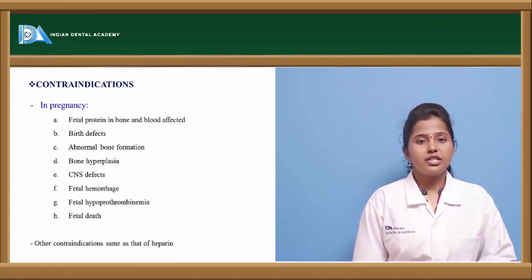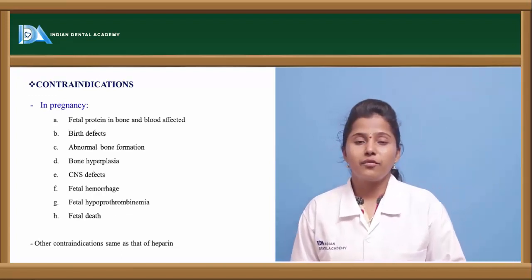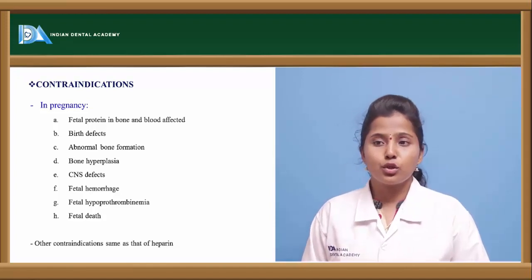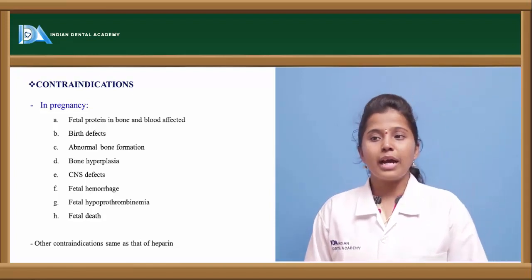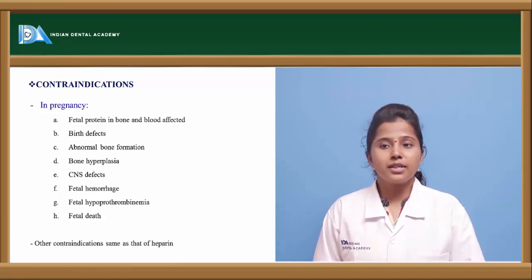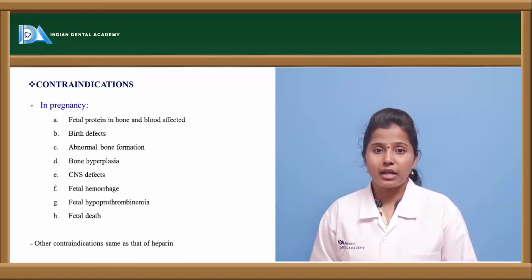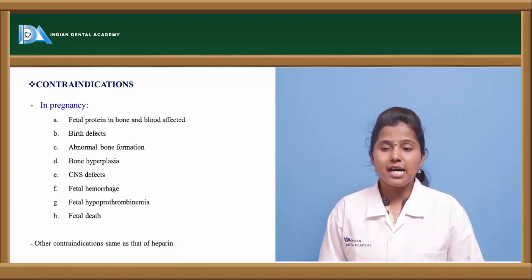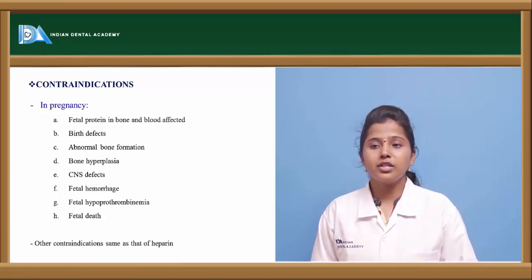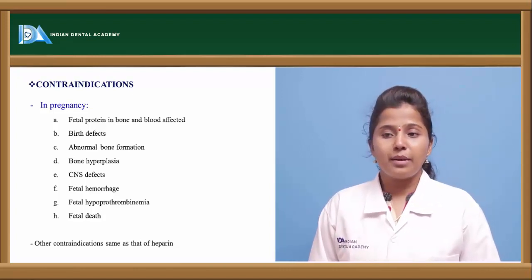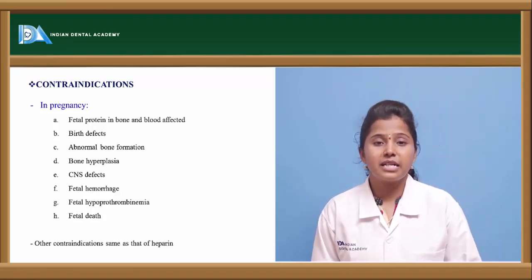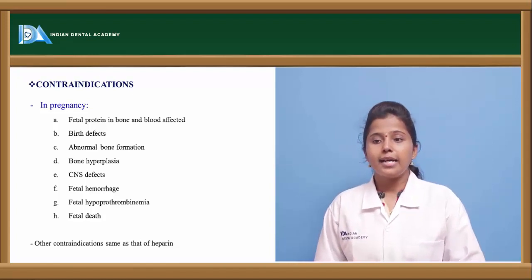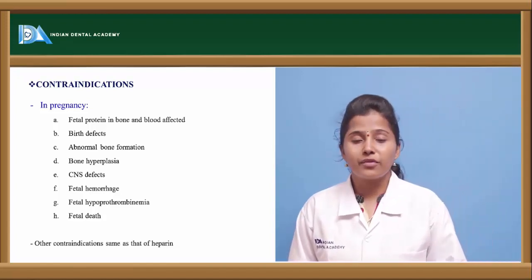What are the contraindications of warfarin, or when should warfarin be contraindicated? It is usually contraindicated in pregnancy because it affects fetal protein in bone and blood, and causes birth defects. If a baby is born, definitely there will be defects in birth, and abnormal bone formation, bone hyperplasia, CNS defects, fetal hemorrhage, fetal hypoprothrombinemia, and fetal death can be observed in pregnancy if warfarin is given. So it should be strictly contraindicated in that condition. And other contraindications are usually the same as those of heparin.